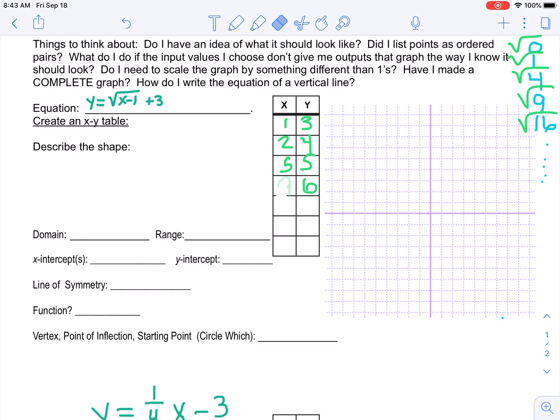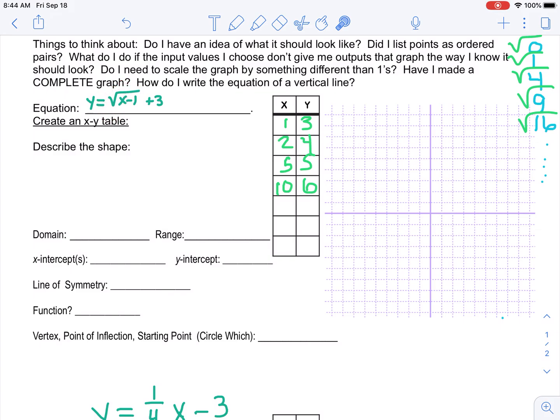We plugged in 10 because we wanted to get 9. So remember, we plugged in 10, subtracted 1, got 9, take the square root, got 3, add 3, and got 6. Now, I'm going to leave it at that for right now. If we had used 0 here, 0 minus 1 is negative 1, and we can't take the square root of a negative number because it won't be a real number, okay?